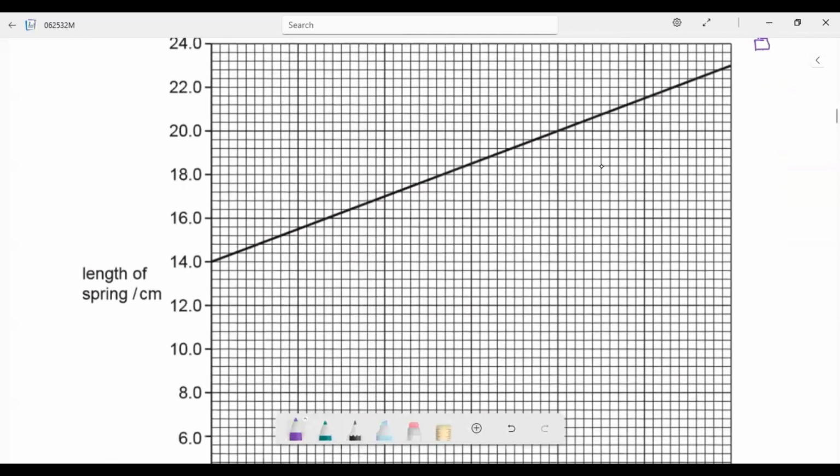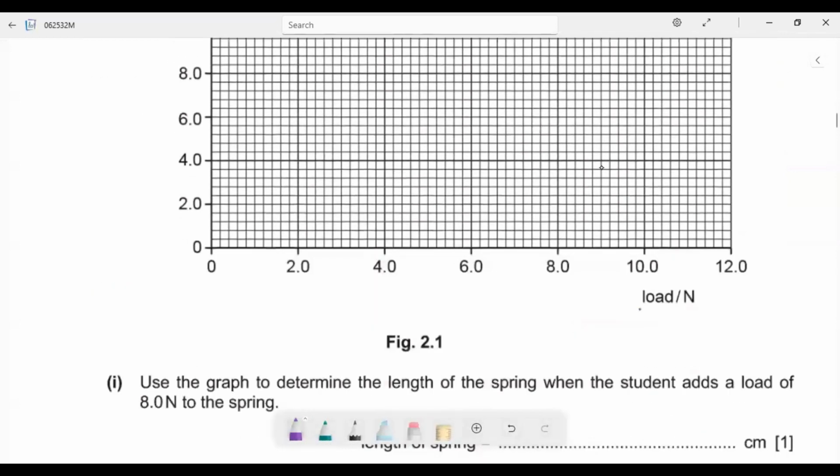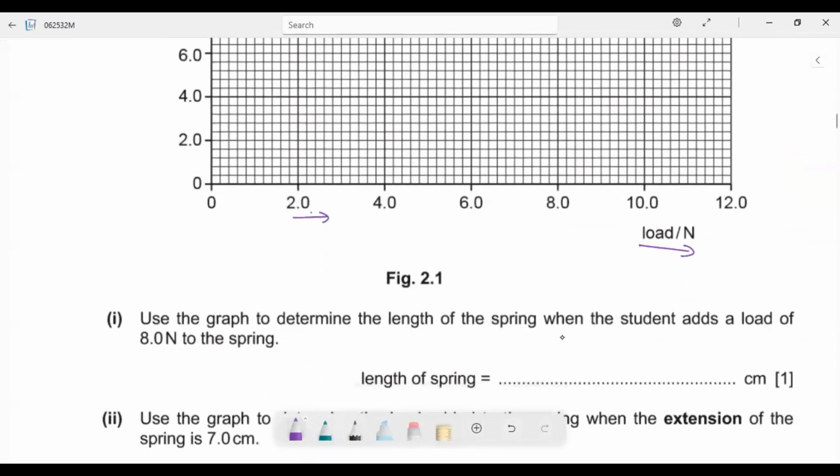So here the length of the spring is given on the y-axis and the load is given on the x-axis. So gradually she is increasing the load and the spring is getting stretched. That value is also given. Use the graph to determine the length of the spring when the student adds a load of 8 Newton. So she is adding a load of 8 Newton. So 8 Newton is here. At that time, what is the length of the spring?